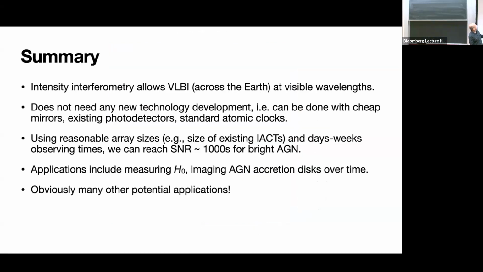Okay, let me just summarize. Intensity interferometry is a way to do very long baseline interferometry across the Earth, but at visible wavelengths, and therefore getting orders of magnitude higher angular resolution. This does not need any new technology development. All of this stuff exists today. This has all been demonstrated today. Using reasonable array sizes, i.e. things that exist today, you can get SNRs of thousands even for extragalactic sources. It's not just Betelgeuse. There are many obvious applications for AGN, and obviously there are 10 million other applications for things besides AGN. Okay, so I'll stop there.